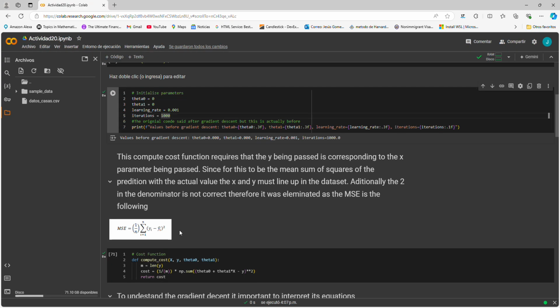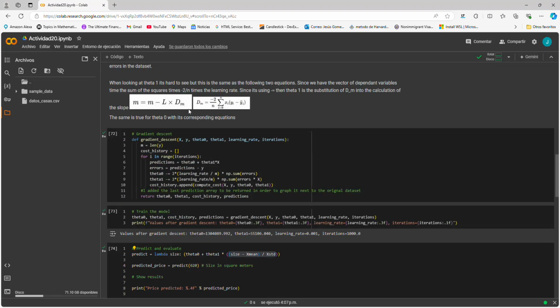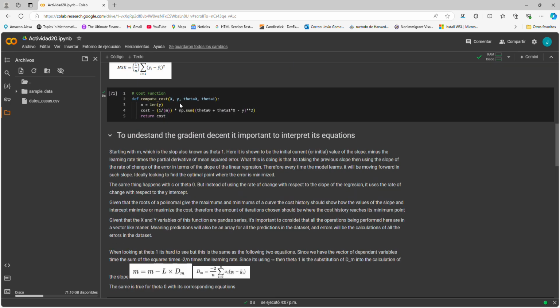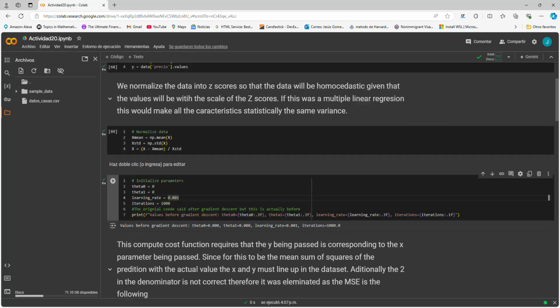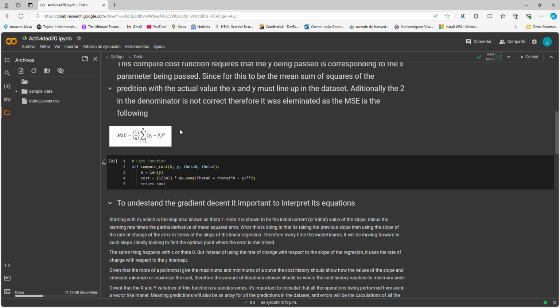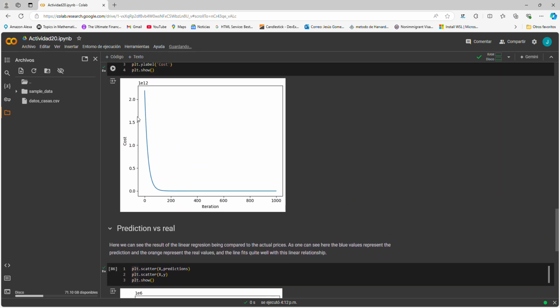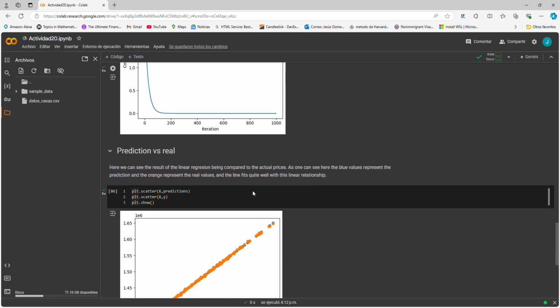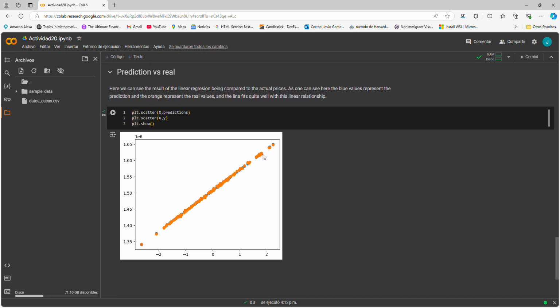So since over here we were using the slope, if we change the learning rate to a higher number, this would mean we will be moving across our slope faster. So let's do that first. If we change this to 0.1 and then run it again, we're going to see that it minimizes way faster, and also that the values are very close to it.